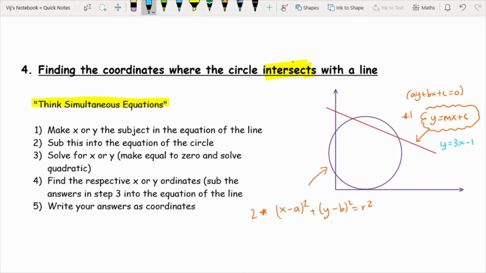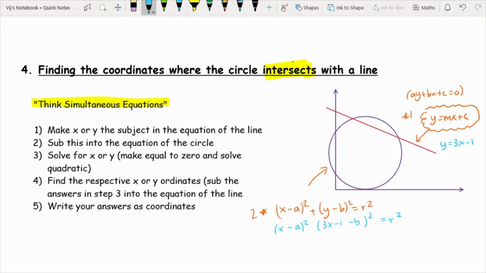So what I'm going to do is in the equation of a circle, and again, it could be written in this format, it could be written with the brackets expanded, so like x squared plus bx, in terms of coefficients of x, plus y squared plus coefficients of y equals whatever r squared is going to be. Now in this case, all we're going to do is substitute wherever we see a y with 3x minus 1. And so what I'll end up with is something that looks like that.